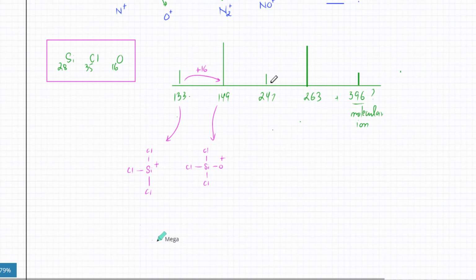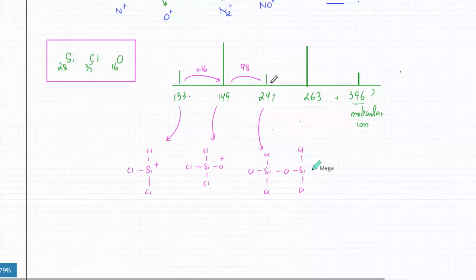Now, what's 247? It's a bigger fragment. So what's the difference between 149 and 247? That's 98. So what could be 98? You need to add 98 to this to get to 247. That would be an even bigger fragment: 2 chlorines, 1 silicon. You already have 3 Cls and 1 oxygen. If you add another silicon and 2 Cls, the bond is incomplete, and that would give you 247. And then 263 is another addition of 16, which is oxygen.